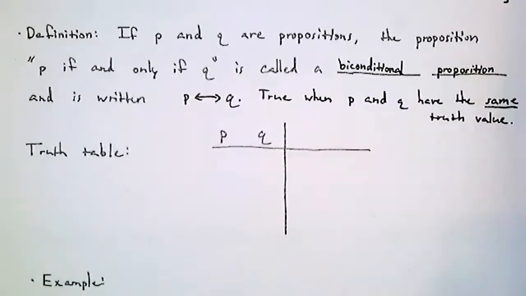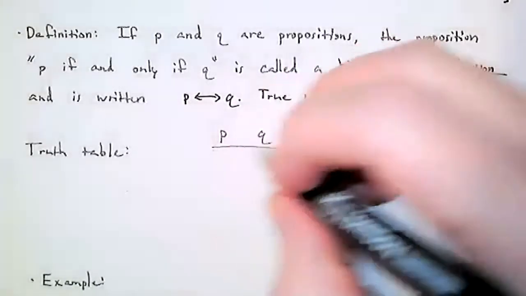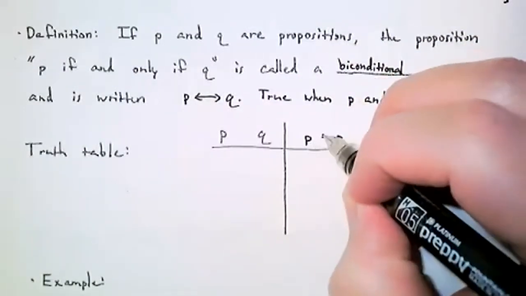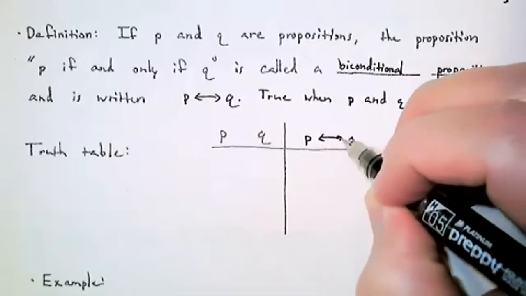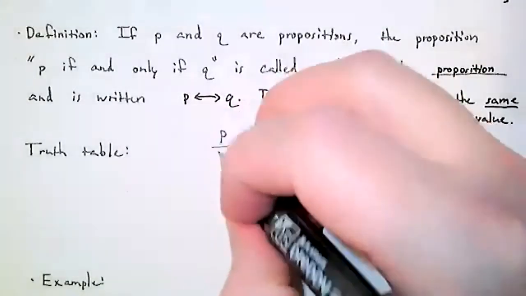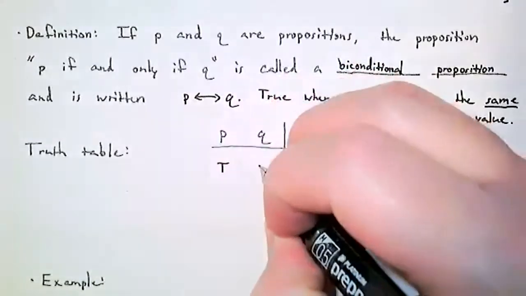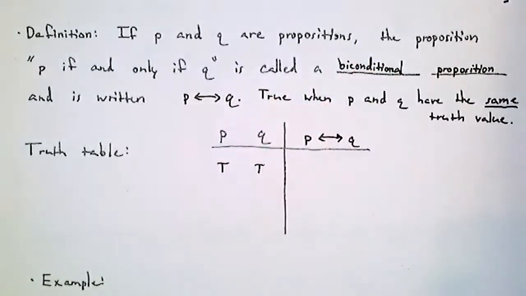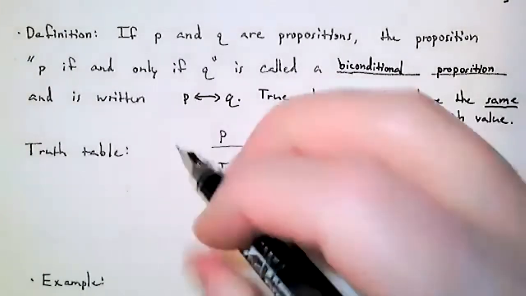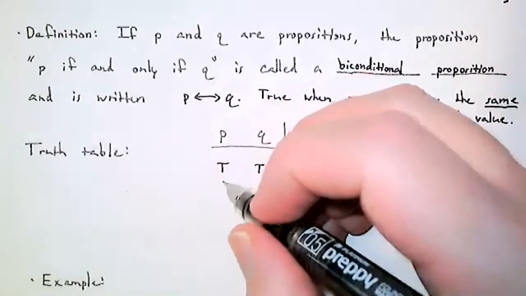Oh, so you're close. They don't have to both be true. They just have to have the same truth value. So they could both be false. So let me fill in the truth table so that you can see. Right, if both sides are false, if P and Q are both false, then they both have the same truth value.